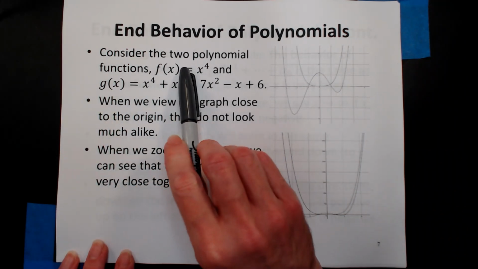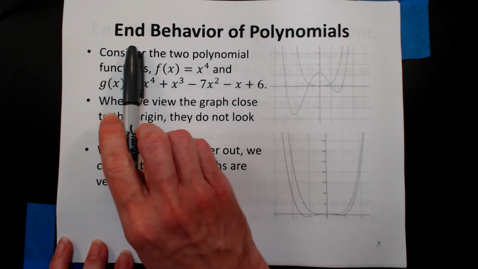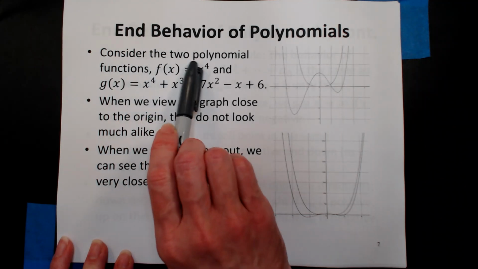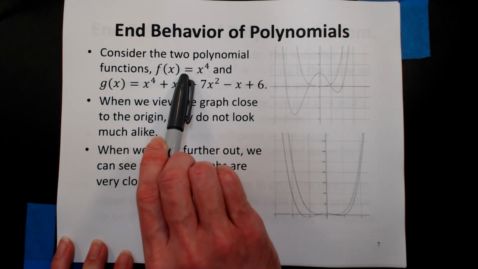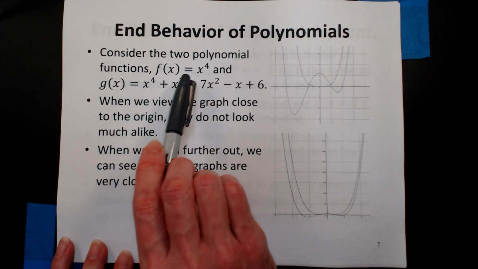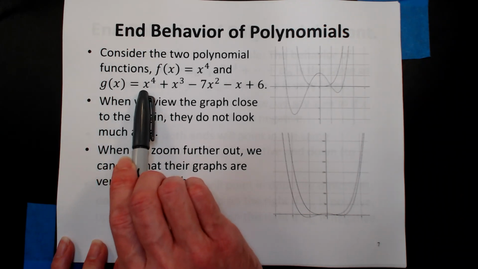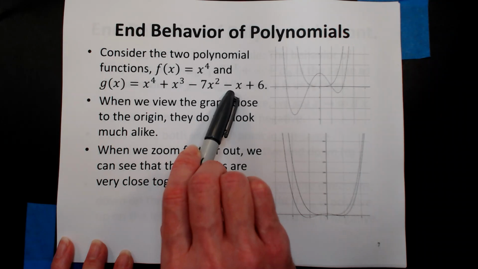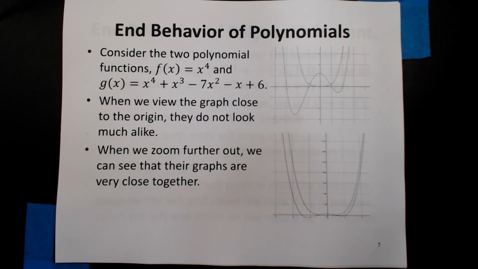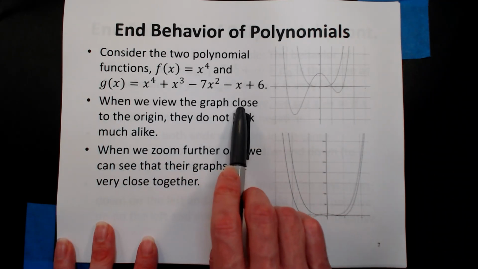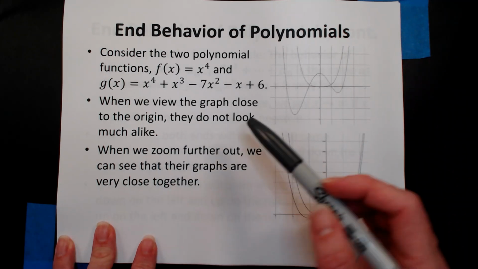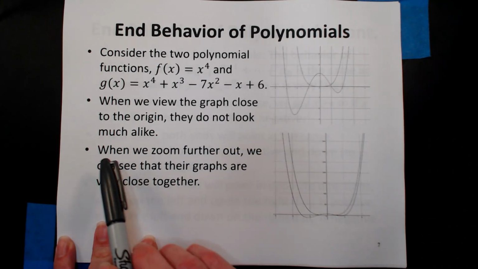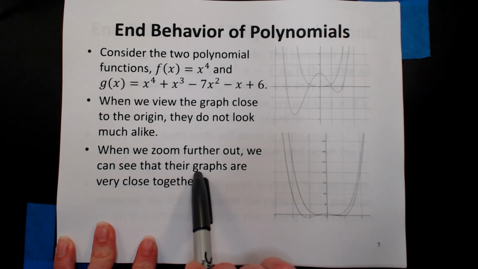Considering the end behavior of a polynomial, consider the two polynomials, the functions f of x equals x to the fourth and g of x equals x to the fourth plus x to the third minus 7x squared minus x plus 6. So when we view the graph and we look close to the origin, they do not look much alike. There's some variations here. But when we zoom much further out, we can see that the graphs are very close together.